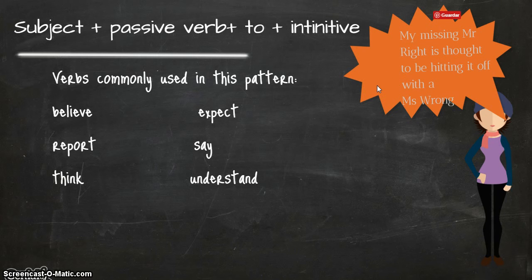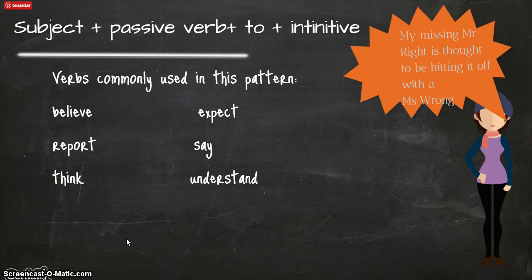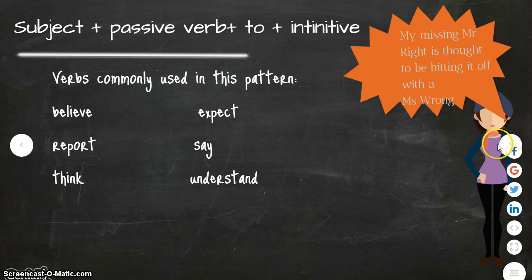Wrong. Okay, so Miss and Mr. Right as the subject, is thought is the reporting verb think in the passive form, followed by to infinitive. So you can say they are believed, they are reported, they are thought to, they are expected to, they are said to, they are understood to. There are many more verbs, but these are the basics.